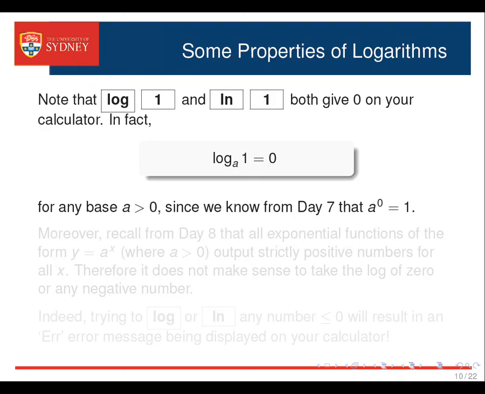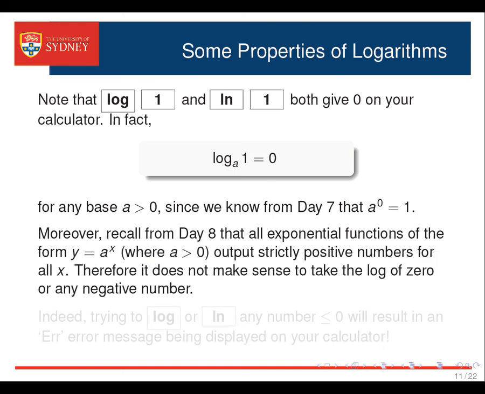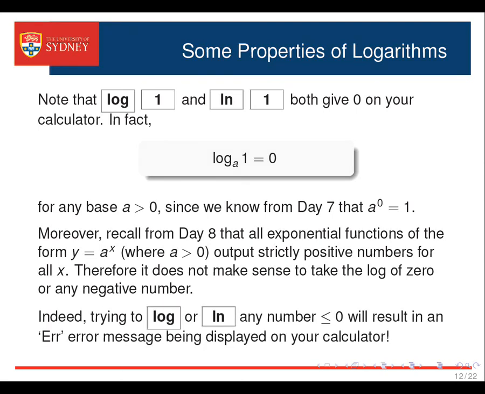A special property of logs is that log 1 to any base is always 0. This is because we know from day 7 that any non-zero number to the power of 0 is always 1. Moreover, recall from day 8 that any exponential function of the form y equals a to the power of x outputs strictly positive numbers for all x values. This means that it would not make sense to compute the logarithm of 0 or any negative number. Indeed, if you try this on your calculator, you will find that you'll get an error message displayed on the screen.